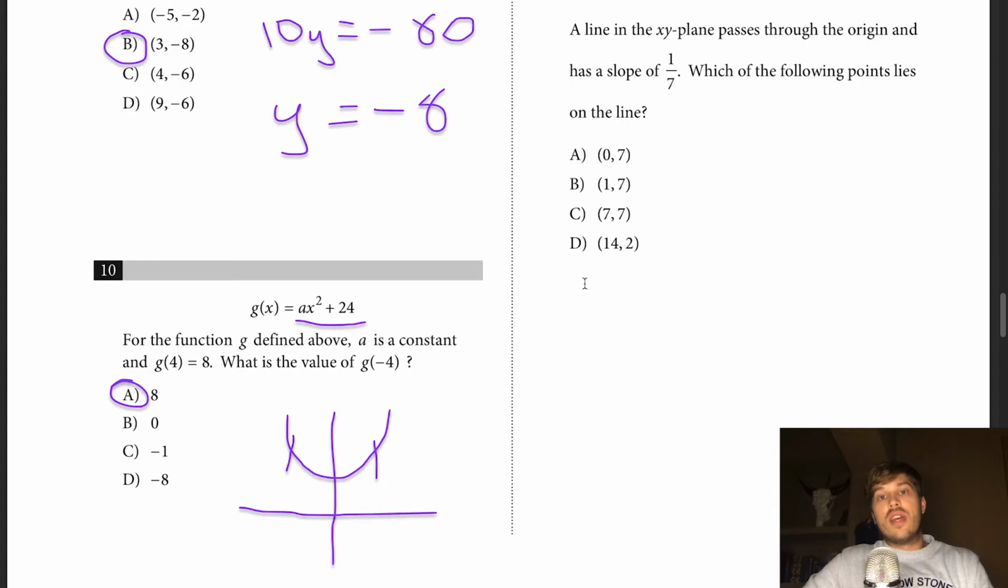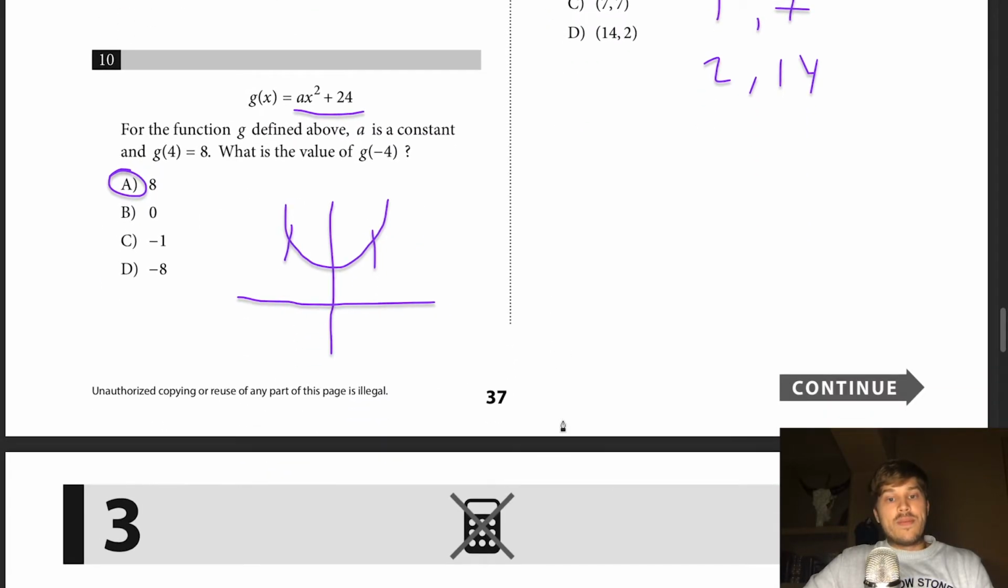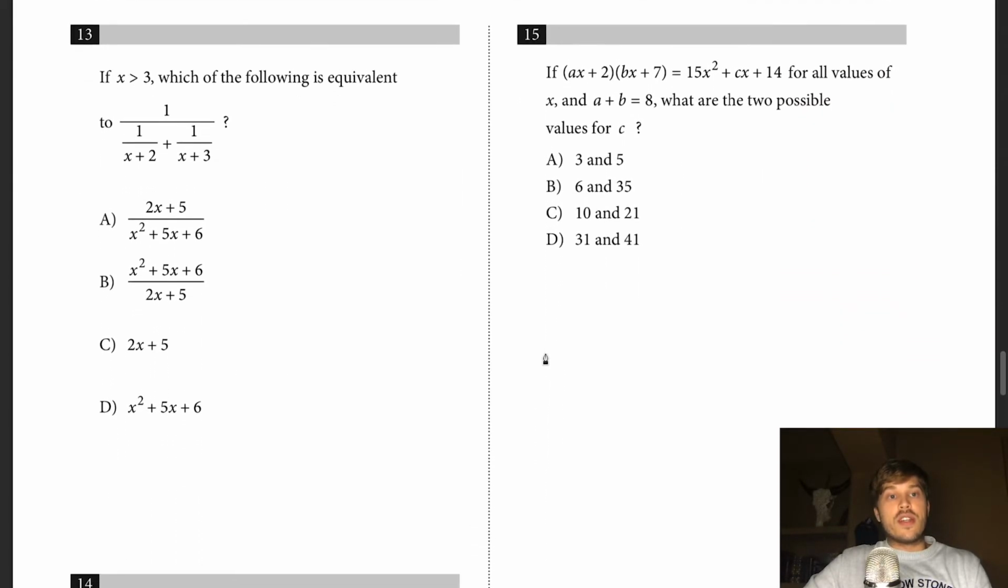What's number 12? Number 12 says a line in the xy plane passes through the origin and its slope is 7. Which of the following points lie on this line? Well, if we have 0, 0, because it goes through the origin, then our slope is rise over run. So it rises 7, that's our y value, and runs a single unit of 1. So we have 1, 7, oh, this already matches. We have 1, 7, then we would have 2, 14, then we would have 3, 21, etc. But we already hit it with 1, 7. Let's move forward.